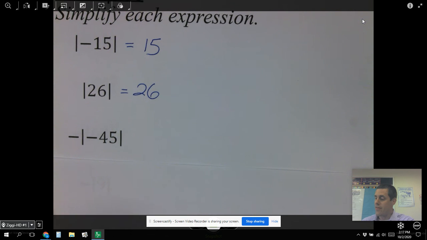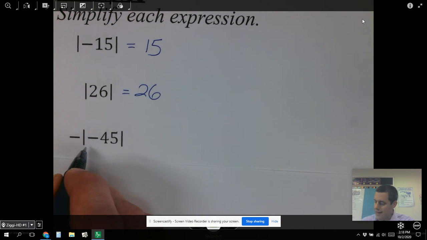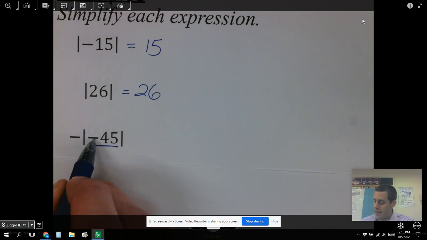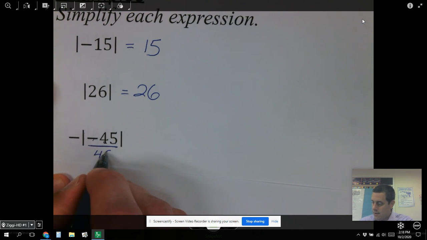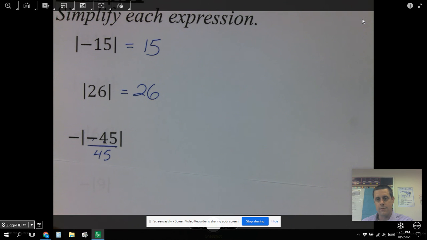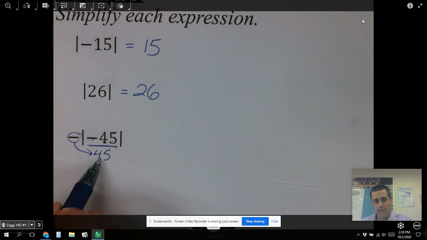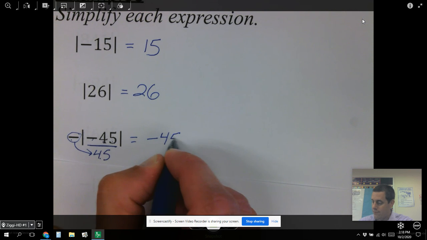Take a look at this. The negative absolute value of negative 45. Let's just take a look inside of the absolute value brackets first. What is the absolute value of negative 45? Well, negative 45 would be 45 units from 0. But now remember, this negative sign touching the outside of quantities means the opposite of what's inside. So if the absolute value of negative 45 is 45, then the opposite of that works out to negative 45.